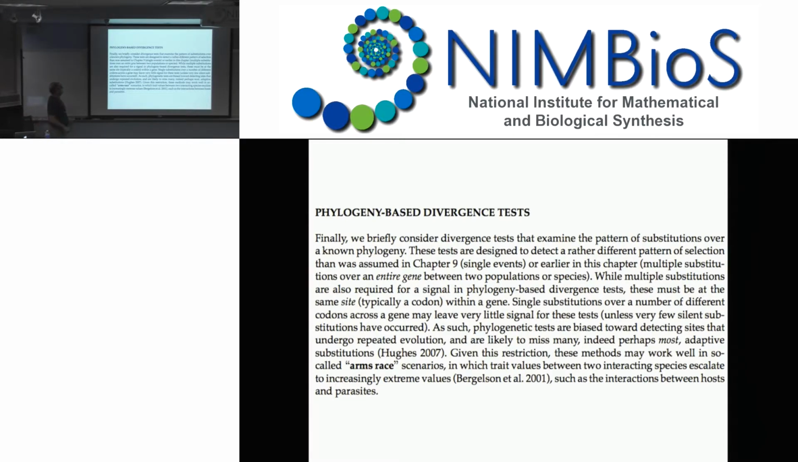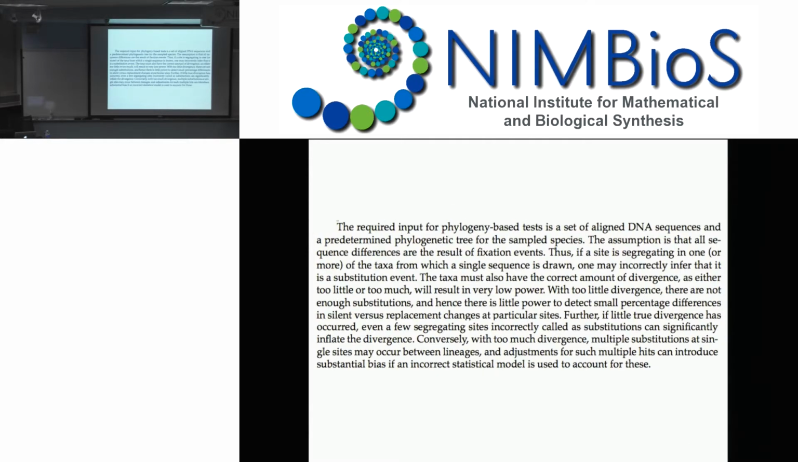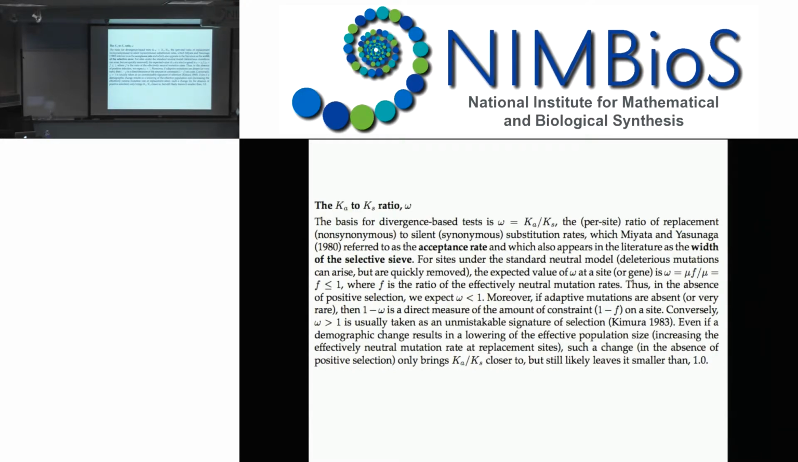The other category of tests is phylogeny-based divergence tests. And here we're looking, in a phylogeny, at a large number of species comparisons and simply asking if replacement sites evolve at the same rate as silent sites. We have basically seen these before, and this ratio omega of Ka to Ks is the per site rate of evolution at replacement sites over the per site rate of evolution at silent sites.